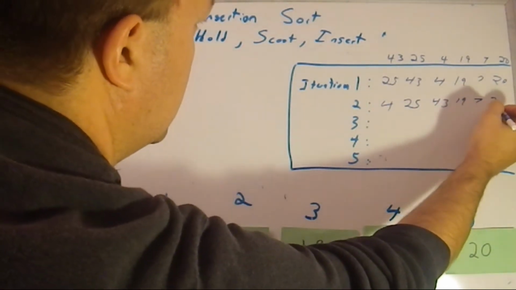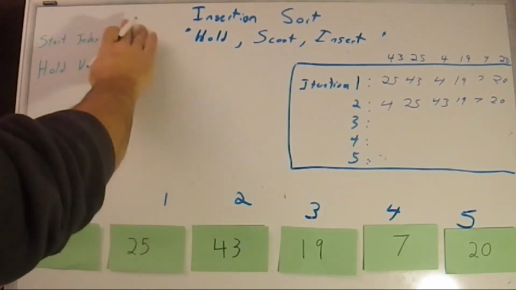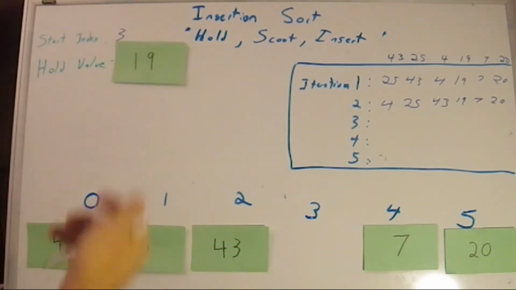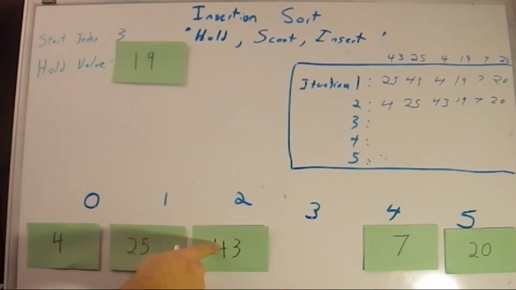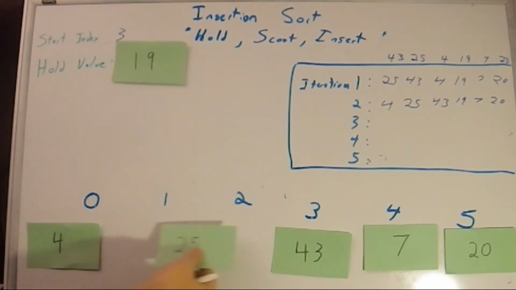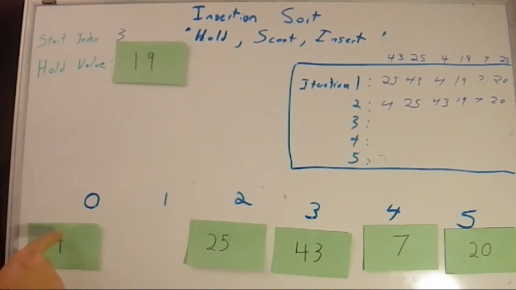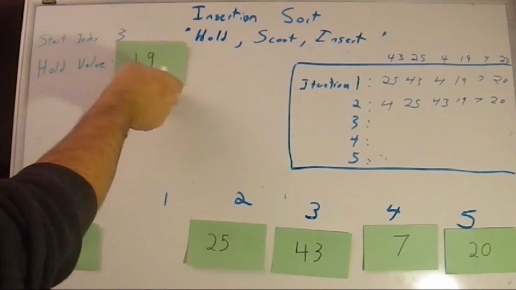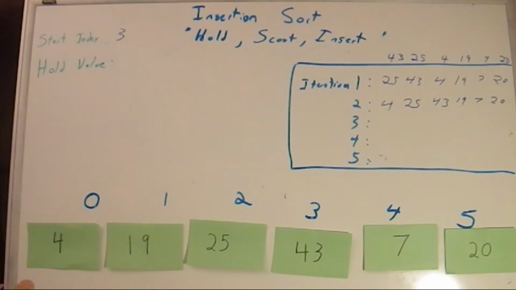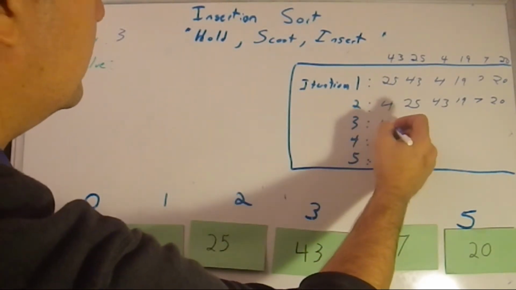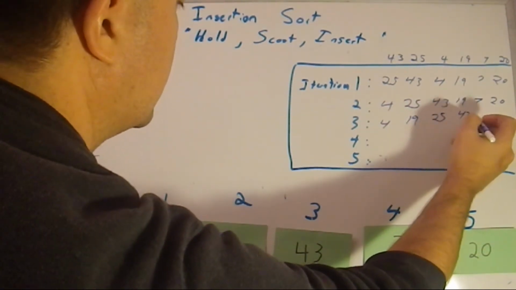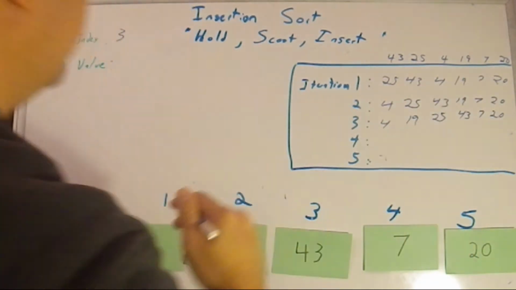19, 7, 20. So start with index 3, hold that value. Now we start to compare. 19 and 43. 43 is higher, so we scoot it down. 19 and 25. 25 is higher, so we scoot it down. 19 and 4. 4 is less than 19, so it's already in the right order. We insert it back into that position. So our next iteration is 4, 19, 25, 43, 7, 20.